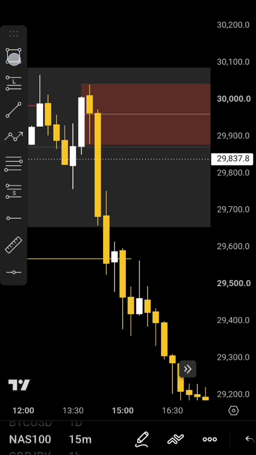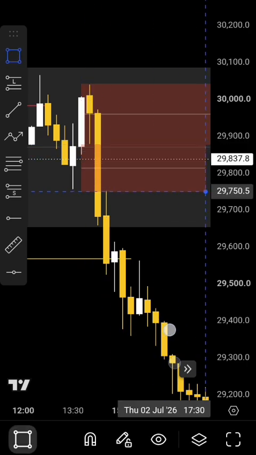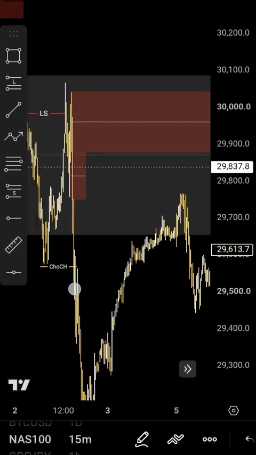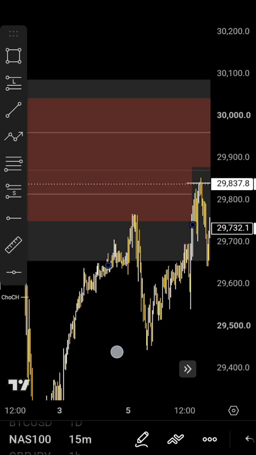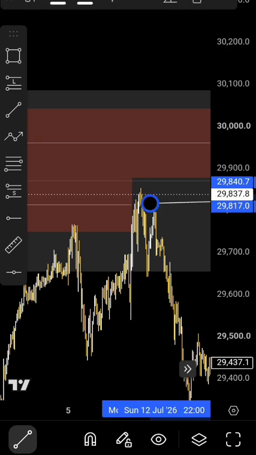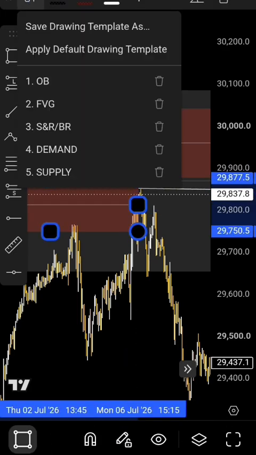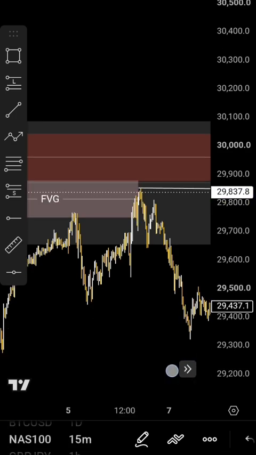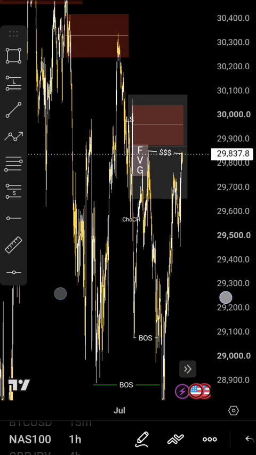And exactly, there is a fair value gap here, and I actually believe that is where price reacted from and went down the first time. So let me just try and extend this. Exactly, that is the point that price reacted from the first time. Let me also mark it fair value gap so that it doesn't confuse us. Now let me go to the 1 hour time frame to maximize the chart a little bit.